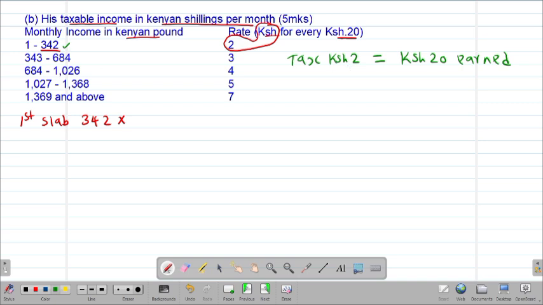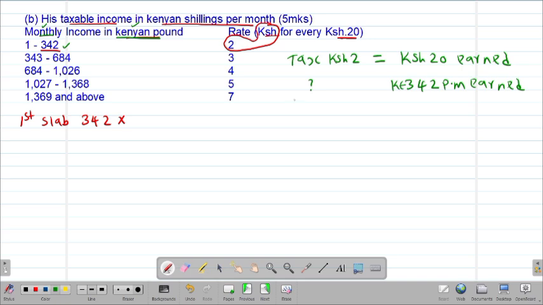Remember, whatever is coming from this side is in Kenyan pounds per month. So we'll ask ourselves, what about 342? Of course, this is money that is being earned. The table was in Kenyan pounds, and it is monthly. So this one is in Kenyan pounds per month. So if a tax of 2 shillings is being deducted for every 20 Kenya shillings that is being earned, what about for 342 Kenyan pounds per month that is being earned?